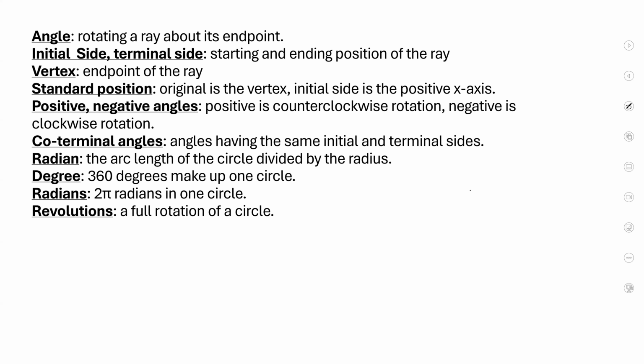An angle is formed by rotating a ray about its endpoint. So if this is the endpoint of my ray, we form an angle by rotating this ray. So now it's right here. So this is my angle. I'll say it's 30 degrees. So that is how you form an angle.